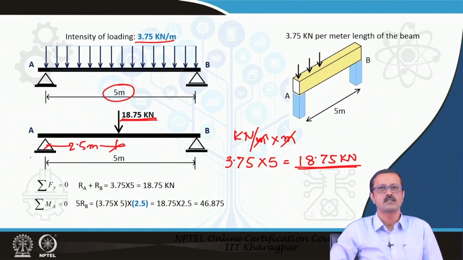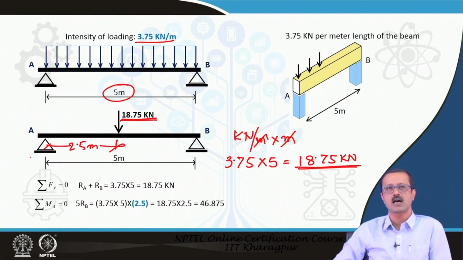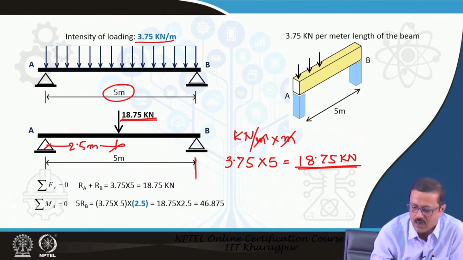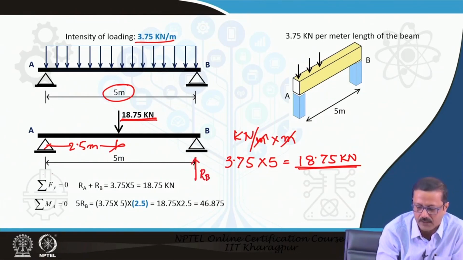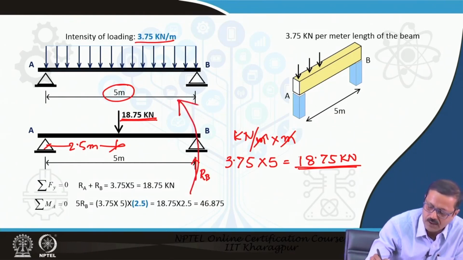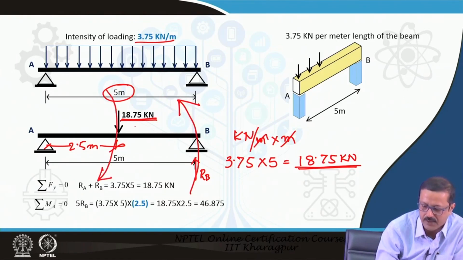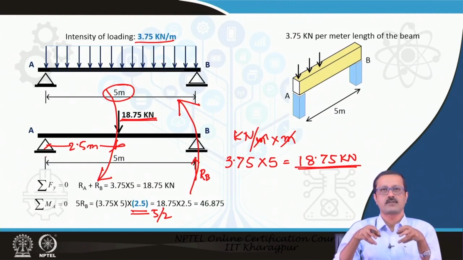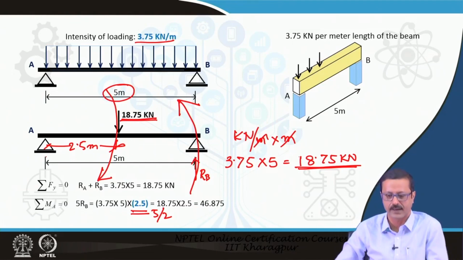So, I may say that now sigma Fy equal to 0, then R A plus R B must be equal to 18.75 total load, and the M A is 0 because it is a hinge end. So, now the reaction R B into 5 must be equal to the moment of this, which is 18.75 into 2.5. This 2.5 is nothing but 5 by 2, because if it is a uniform distributed load, we can assume that this 18.75, which is the total load, is acting at the center of gravity of the total loading, that is the center point of the total span.